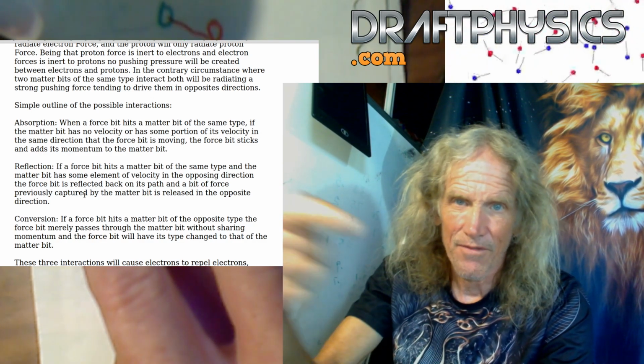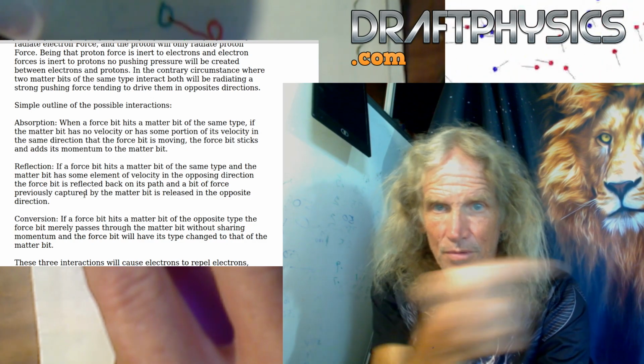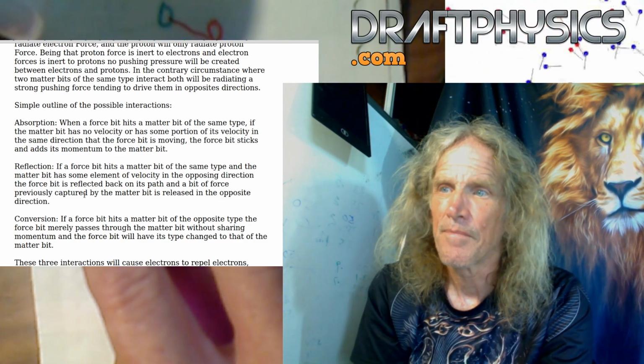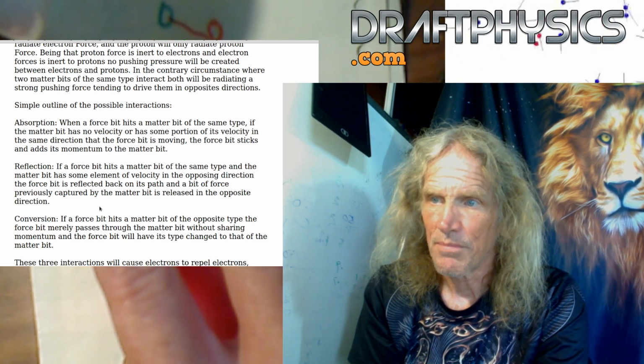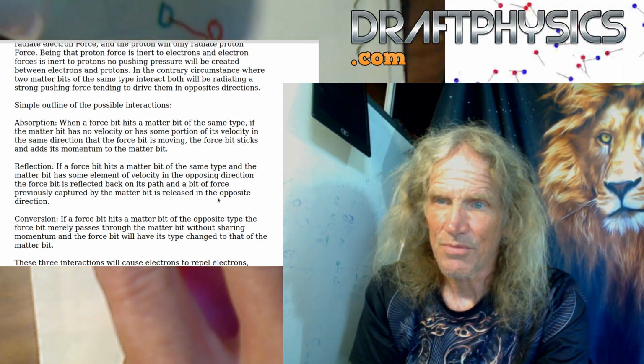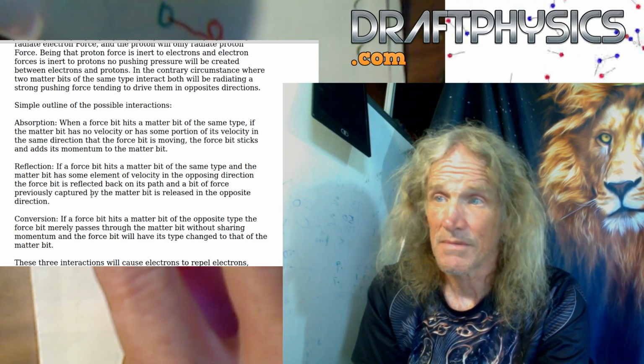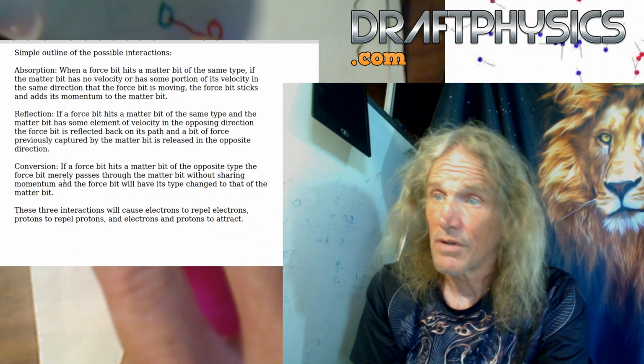So this is like force hitting force, and they both just reflect. And a force bit previously captured by the matter bit is released in the opposite direction. Okay, simple enough rule. Conversion.